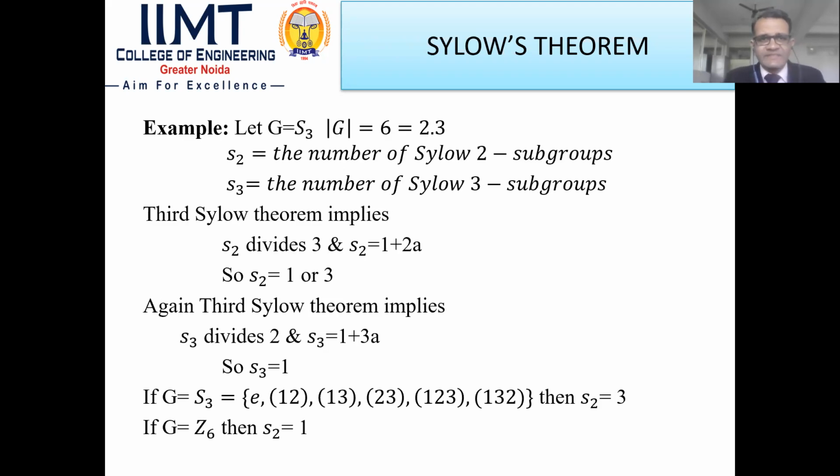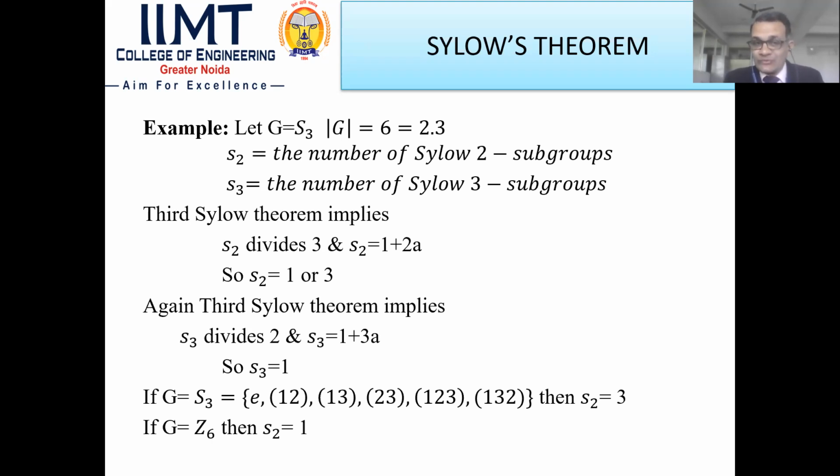Now we have an example. Let G equal S3, the cardinality of G is equal to 6, equal to 2 into 3. s2 is the number of Sylow 2-subgroups. s3 is the number of Sylow 3-subgroups. The third Sylow theorem implies s2 divides 3 and s2 is equal to 1 plus 2a. So s2 is equal to 1 or 3. Again, the third Sylow theorem implies s3 divides 2 and s3 is equal to 1 plus 3a. What are the possibilities of s3? Only one possibility is there, that is 1. So s3 is equal to 1.